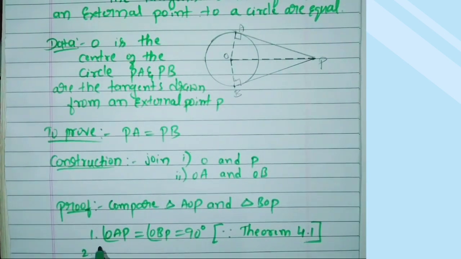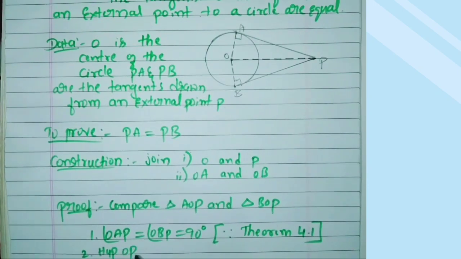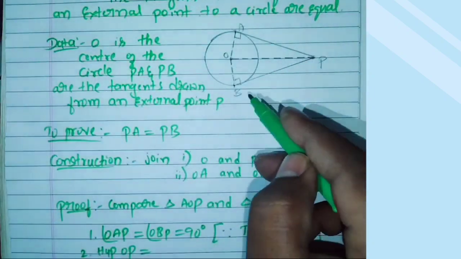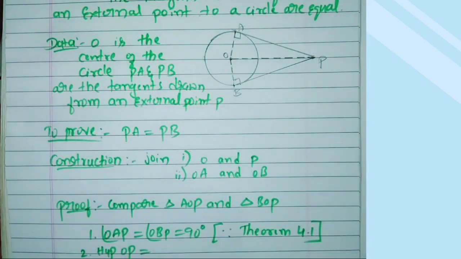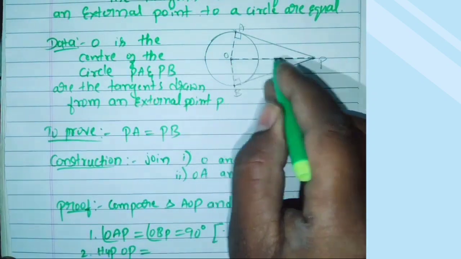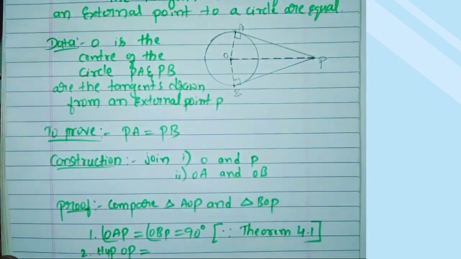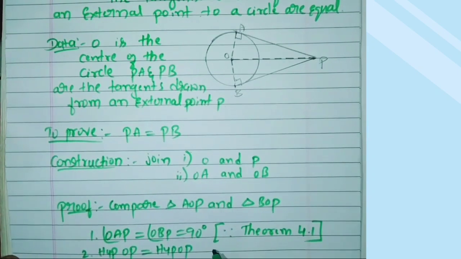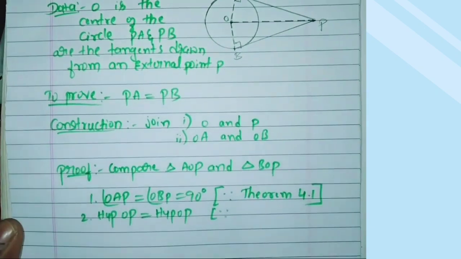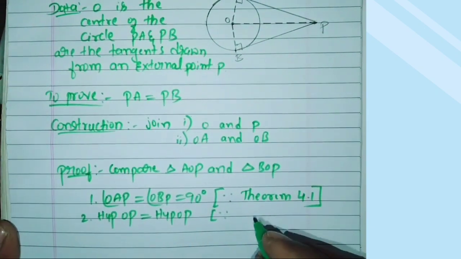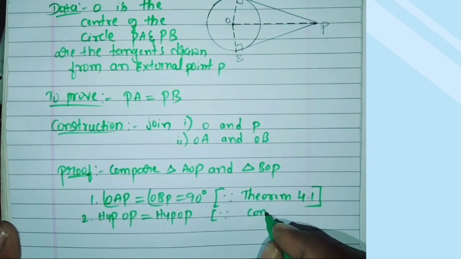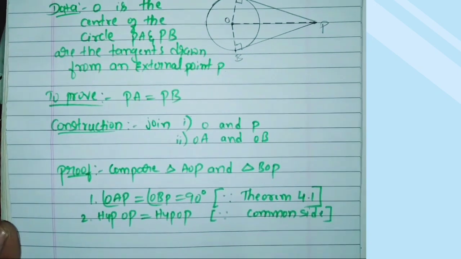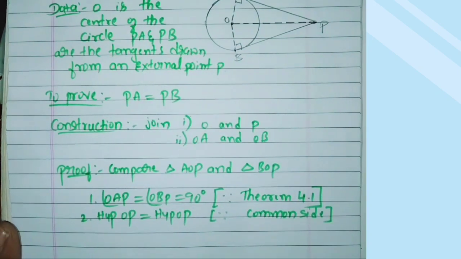Therefore hypotenuse OP is equal to hypotenuse OP, for these two triangles, triangle AOP and BOP. OP is the hypotenuse for both triangles and a common side. Why? Because of the common side. These two are common sides.